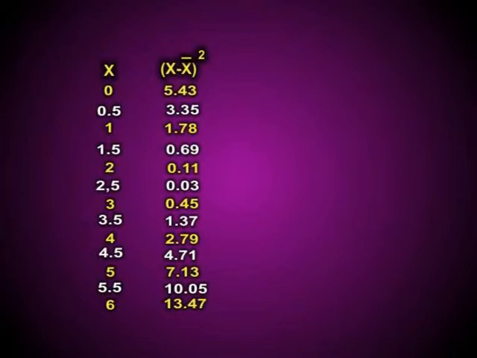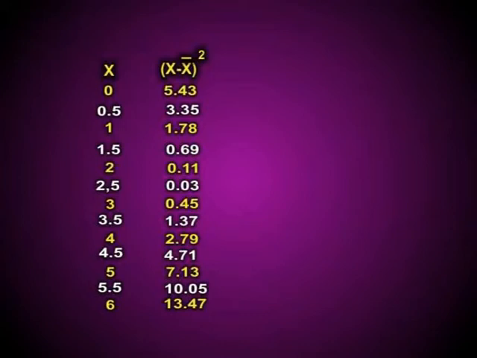The first one will be 5.43. How did I get to that? I said 0 minus the mean of 2.33, which gave me negative 2.33 squared is positive 5.43. The next one will be 0.5 minus 2.33 squared, which gives me 3.35.